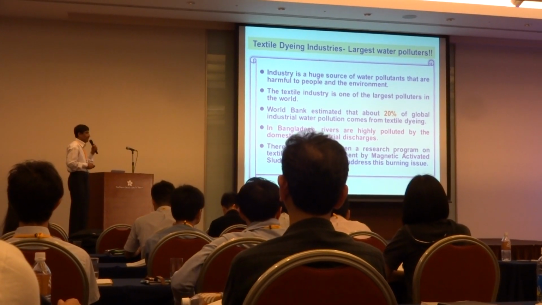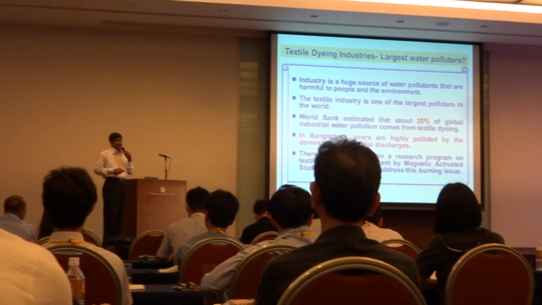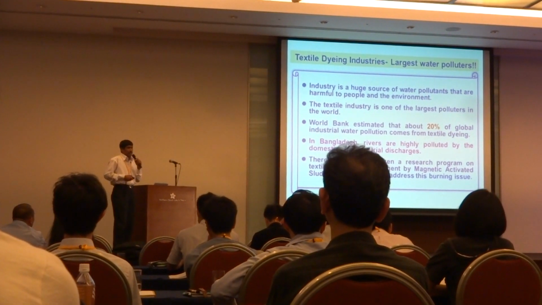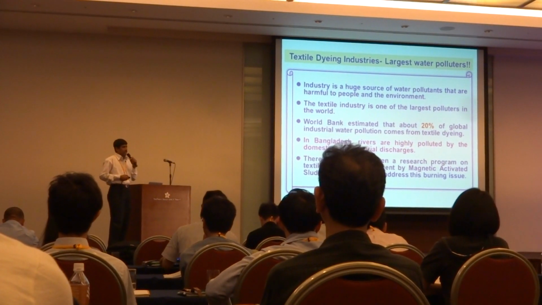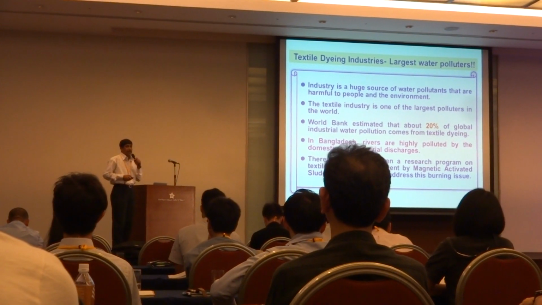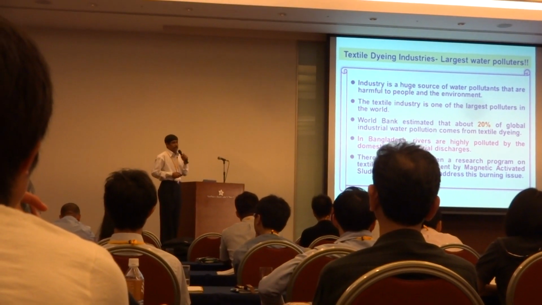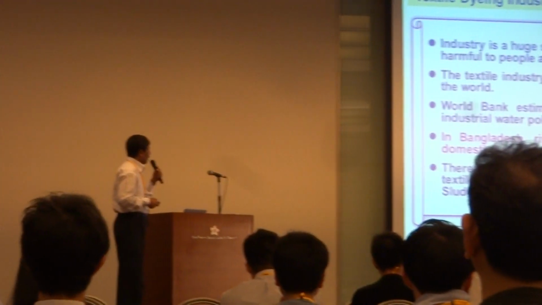In Bangladesh, you may know, it is in the Indian subcontinent. Once upon a time it was a part of India, then Pakistan, as East Pakistan, and it became Bangladesh in 1971. In Bangladesh, we have many rivers. We call it a riverine country. So rivers are now highly polluted by domestic as well as industrial discharges.